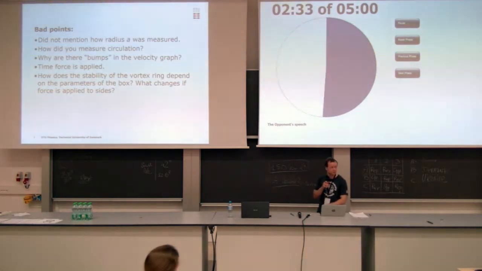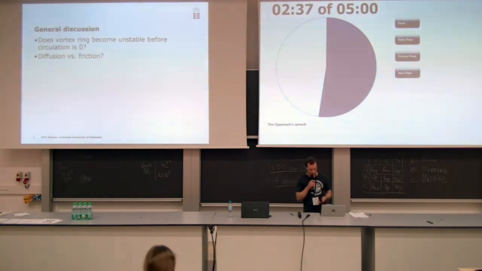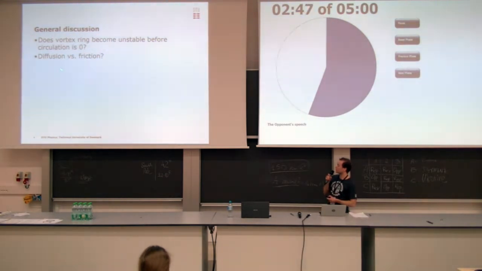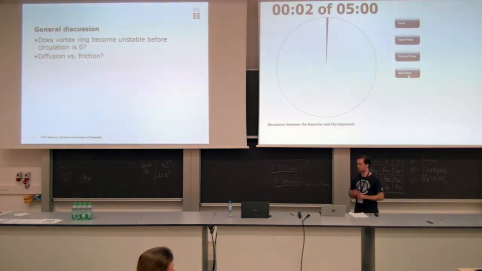Should we move to the discussion? No, I had some more general discussion. As I said, do you think the vortex ring becomes unstable before circulation is zero? And also you mentioned that what decreases the velocity radically is diffusion and friction. However, which term do you think dominates this loss of velocity? So we move to the discussion between the reporter and the opponent.